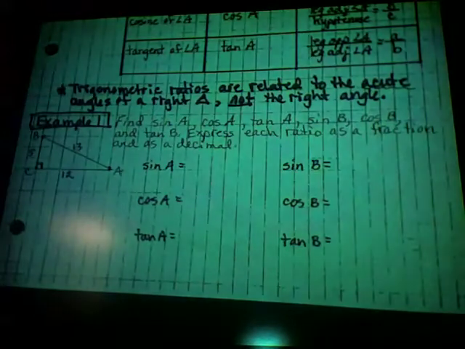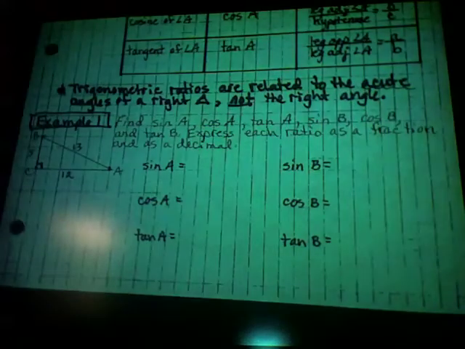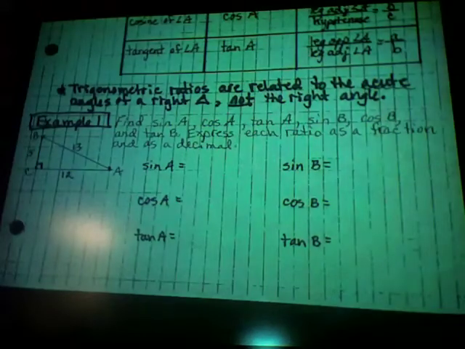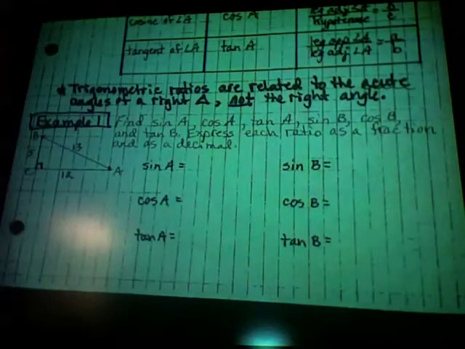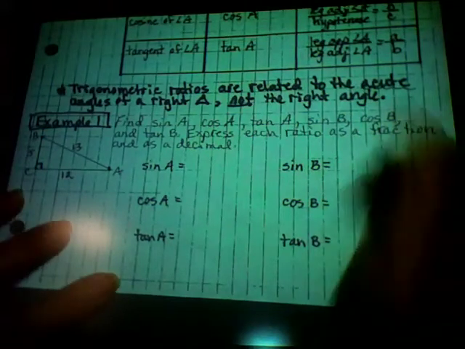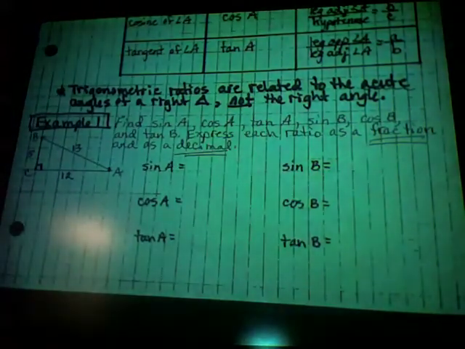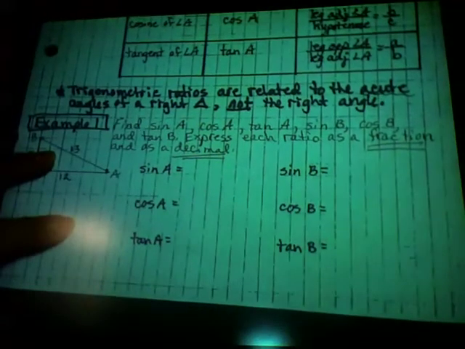We're going to look at our fraction equivalence here. So you are to find the sine of A, the cosine of A, the tangent of A, and then the sine of B, cosine and tangent of B. And I want you to express each ratio as a fraction and then as a decimal. So we're going to start with a fraction and then the decimal. So I gave you all a calculator, right? Make sure when you're taking your test you pay attention to whether I said fraction or decimal, because it's important.